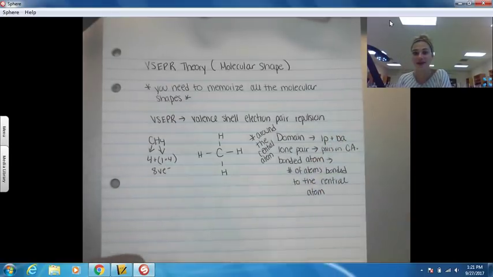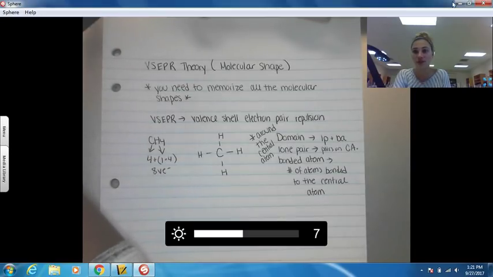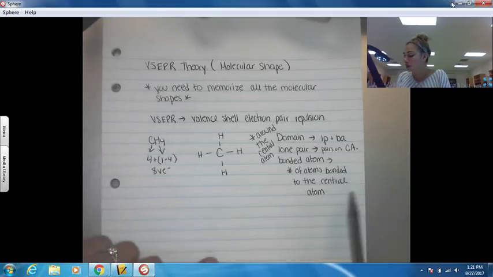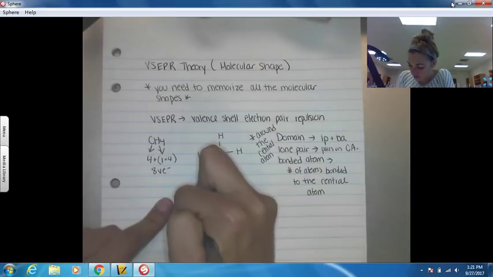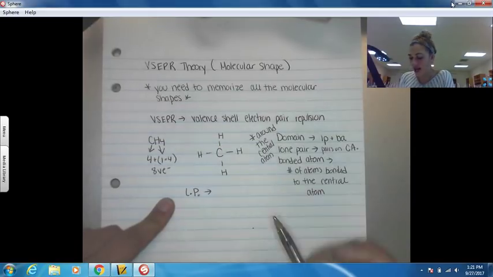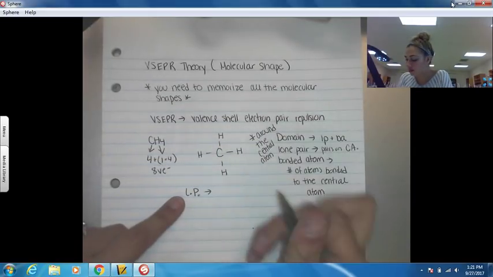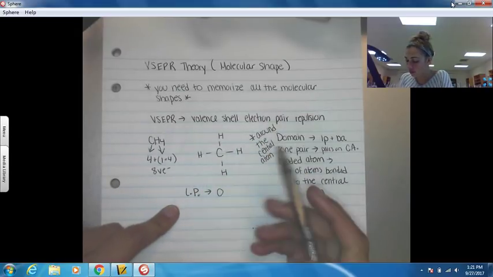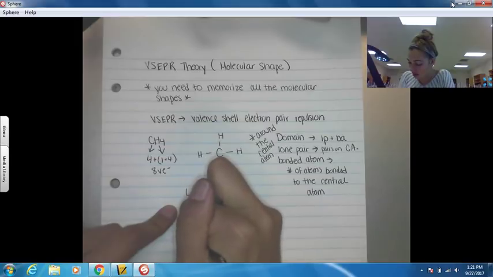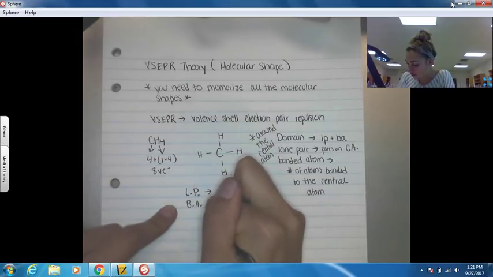Keep in mind, this is not the number of bonds. It's the number of bonded atoms. Two very different things. So, for this example, lone pairs. We do not have any lone pairs around the central atom, so this would be 0. And there are 1, 2, 3, 4 atoms bonded. So there are 4 bonded atoms.